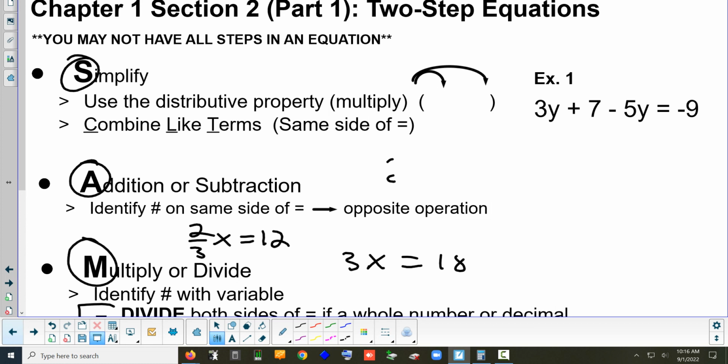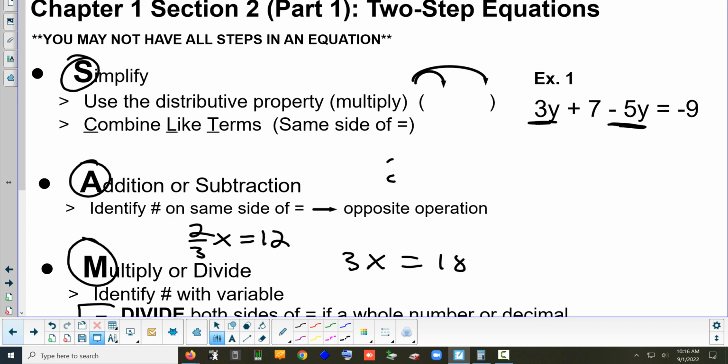Can you repeat the question? Do we have like terms on the left-hand side? Yes. What are my two like terms? 3y and negative 5y. Those need to be combined before we can continue. So that's our next step.